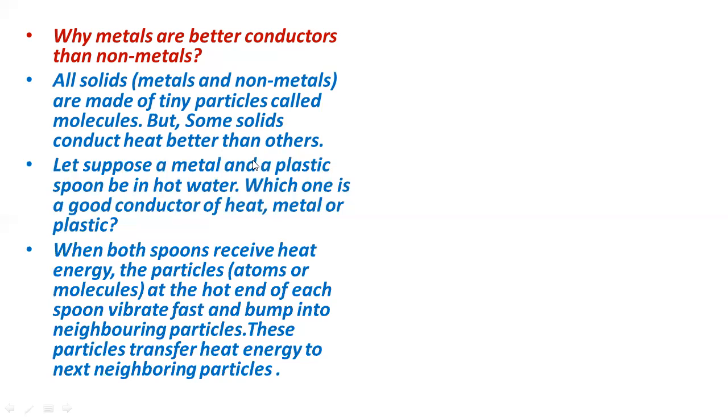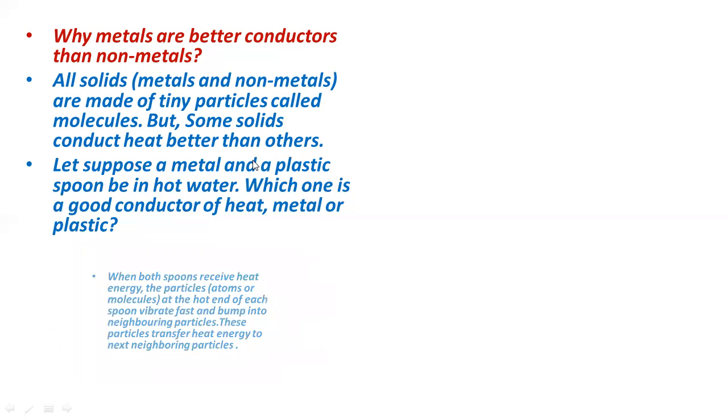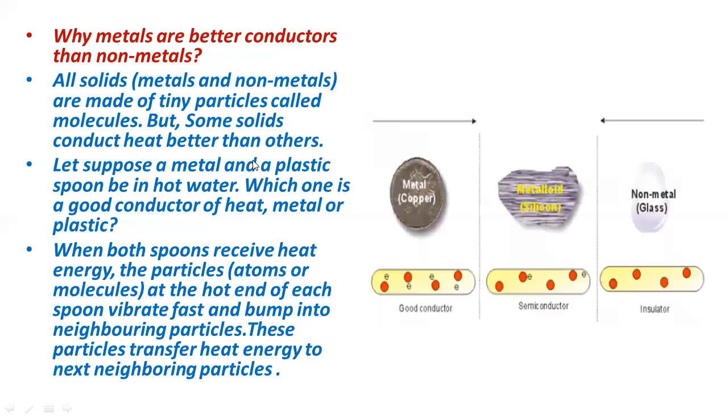When both spoons receive heat energy, the particles, atoms or molecules at the hot end of each spoon vibrate fast and bump into neighboring particles. These particles transfer heat energy to the next neighboring particle. As I told you, in the case of metal, the molecules are transferring heat.